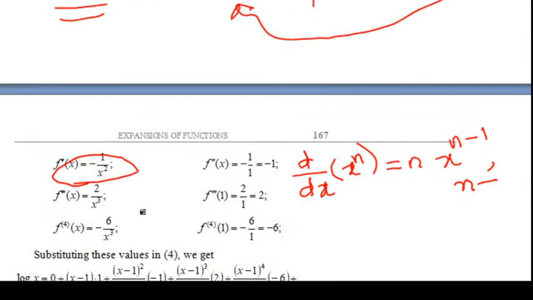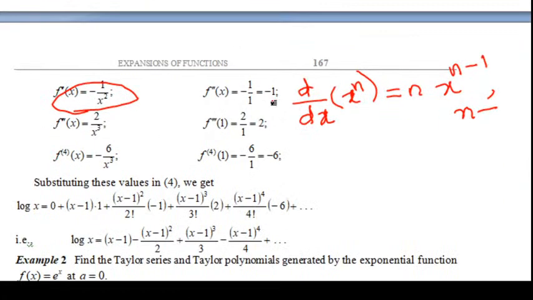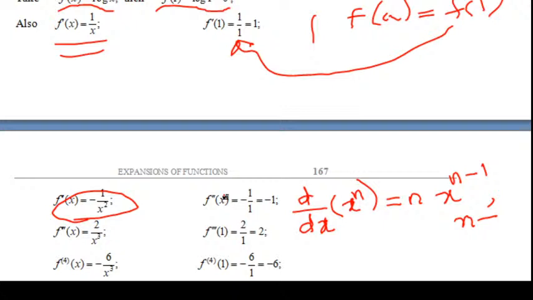So we evaluate f double prime of x at x is equal to 1. Here instead of x we have to write 1. F double prime of 1 is equal to negative 1 by 1, which is equal to negative 1. Okay. Next we find f triple prime of x.